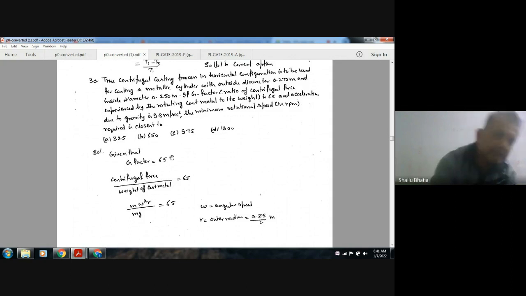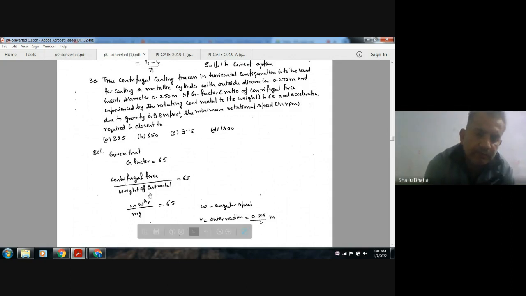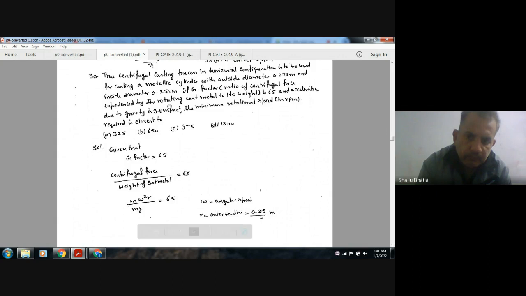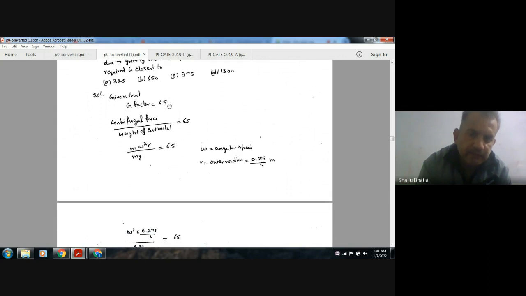The G factor is nothing but the centrifugal force divided by the weight of the cast metal, which is given as 65. Now centrifugal force is m omega square r, and m can cancel out. So this will be omega square r by g, which is 65.